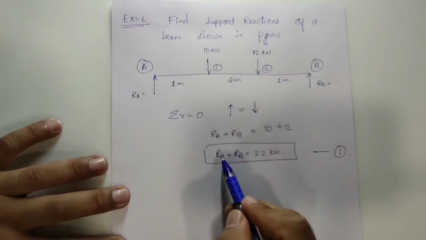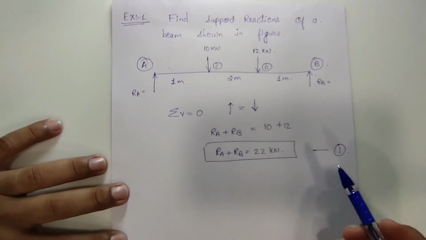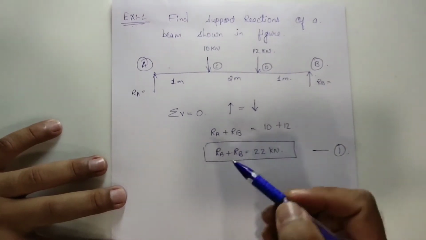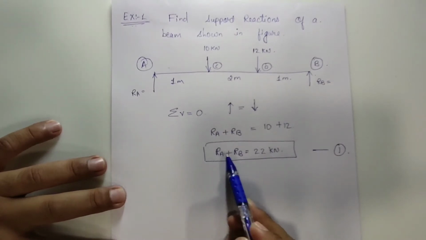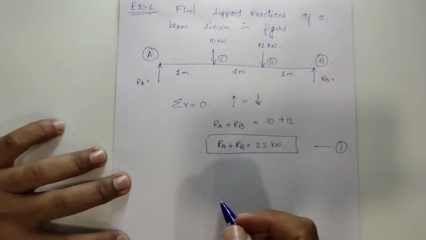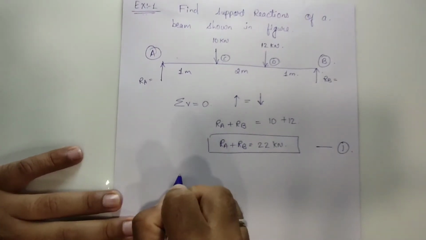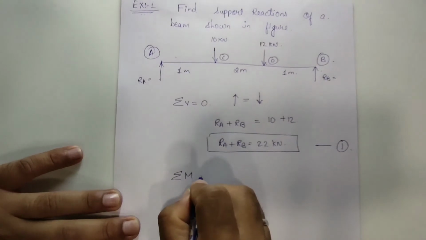Now see, there are two unknowns, RA and RB. So we require one more equation, and with the help of that equation we are going to find the values of RA and RB. So I am going to use another equilibrium condition, that the summation of all the moments is equal to 0.